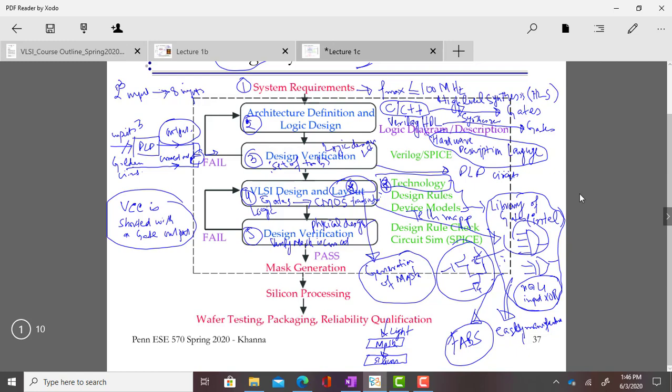And then the sixth step is the mask generation. It is the output of the above step. And then the seventh step is silicon processing. Silicon processing is something that is done not by electrical engineers, but by people from chemistry and physics and all these areas.